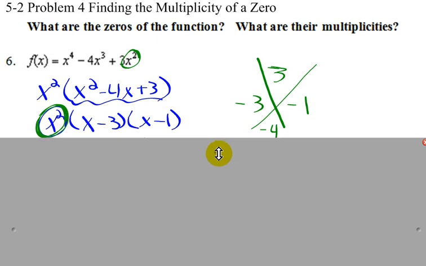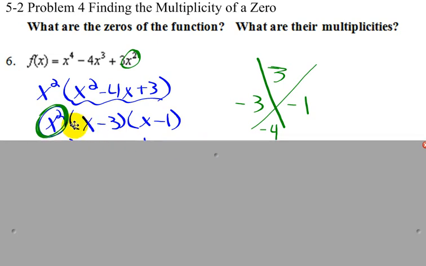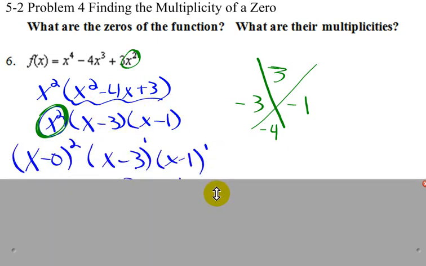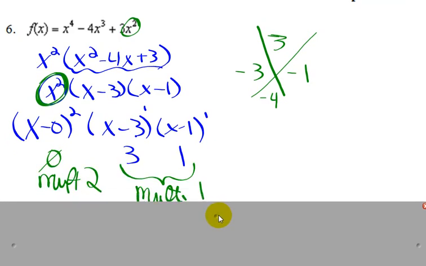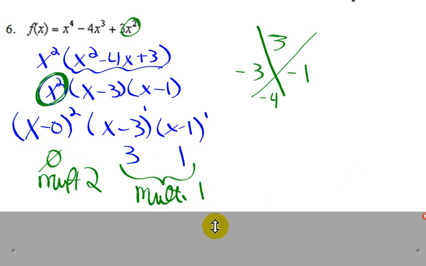And they're looking for the zeros of the function. So we've got them right now. We're going to have two zeros from the x squared. That's a 0 and a 0. And this term here is a 3, and this one is a 1. So we have 0, 0, 3, and 1. And our multiplicity of 2 for the 0 term. The others are a multiplicity of 1. Okay?